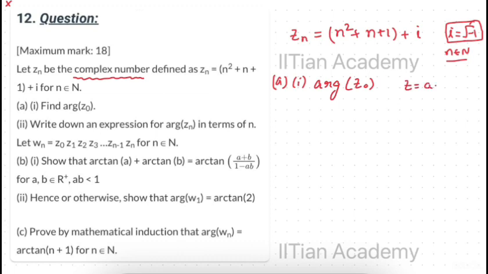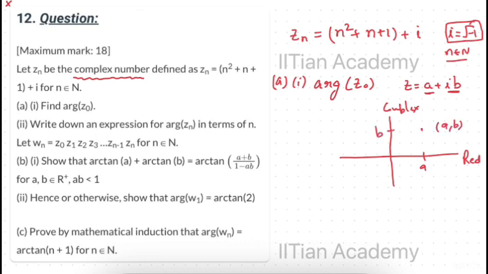Usually any complex number z is of the format a plus ib. So this is termed as the imaginary part, and this is the real part. When we plot it on a complex plane, here we plot the real part and here we plot the imaginary part. So this is a, this is b. The complex number would be (a, b), and the line connecting it with the origin (0, 0) makes some angle with the real axis. This theta is called the argument of this complex number.